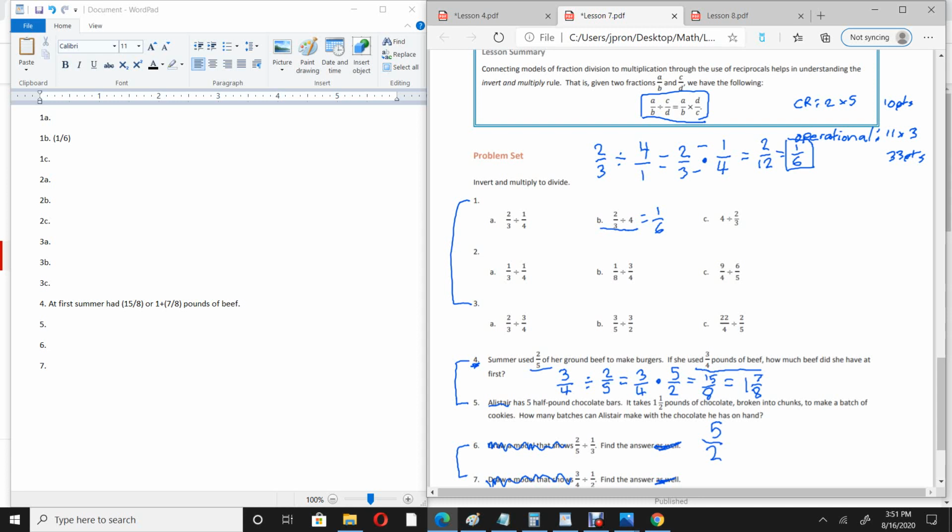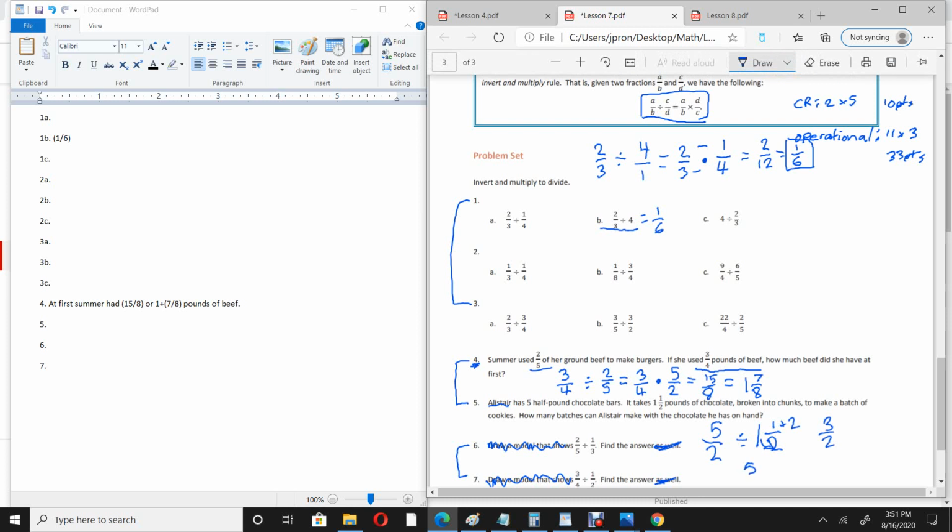So we have 5 halves of a pound. It takes 1.5 pounds to do a batch. So there's your problem right there. That's how you would do it. So you need to turn this mixed number into an improper fraction. Remember your cheat code. We take the whole number, multiply it times the denominator. 1 times 2 is 2. We add that to the numerator. So we get 3 over 2.